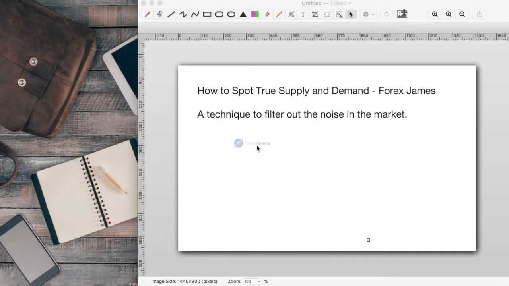Today I'd like to talk about how to spot true supply and demand on the charts. You've probably heard the term supply and demand, or support and resistance, many times, and there are many ways for you to identify or quantify them. I wanted to reveal a technique that I use to filter out the noise in the market to be able to spot the real supply and demand level.